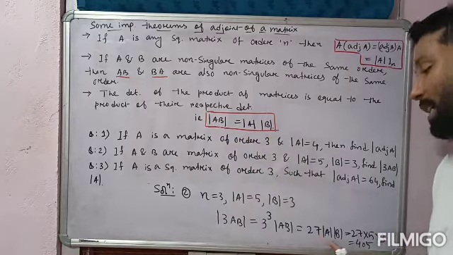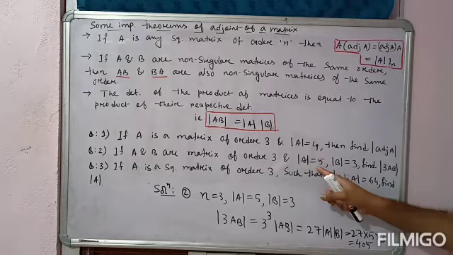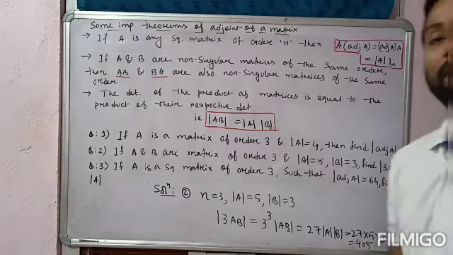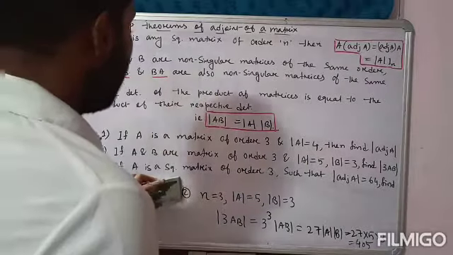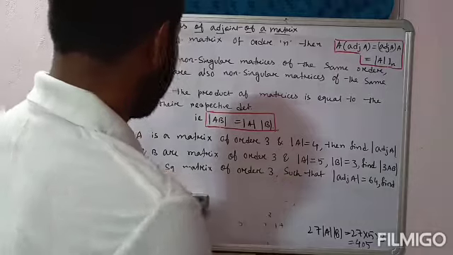So we can write separately. Then after that put the values of determinant A and determinant B. Okay. So this is the solution of the second question. Last one is, next question.